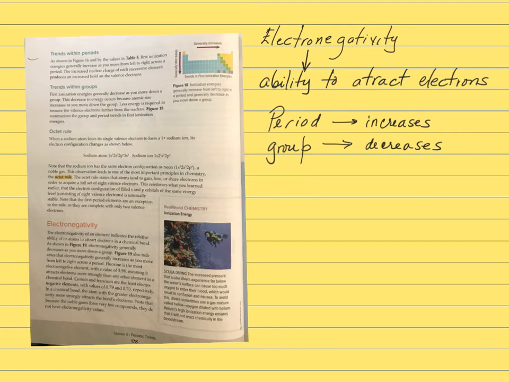Super important trend, electronegativity. Electronegativity is the ability to attract the electron. One more time, guys. We have been discussing this for the past half an hour. Who are the elements that are accepting electrons? The non-metals. So when you move from metals on the left all the way to non-metals on the right, the electronegativity in a period is going to increase.